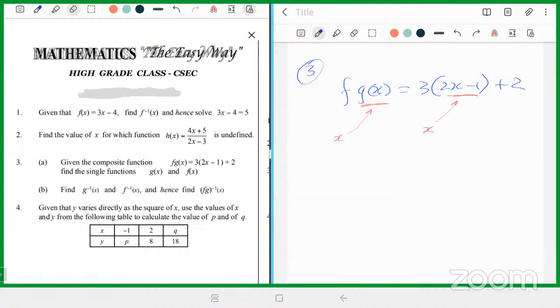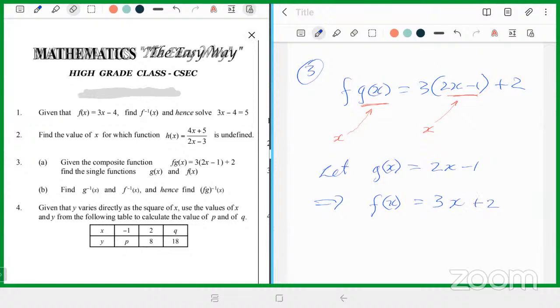We're going to say let the inner function, which is g of x, be equal to the expression within. The expression within in this case is 2x minus 1. That implies if we carry out this operation now, by pulling this out and replacing it with x, we're going to end up with the outer function, which is the f of x. So the f of x becomes 3 times, where this 2x minus 1 was, we put in x there now, plus 2. And that is it.